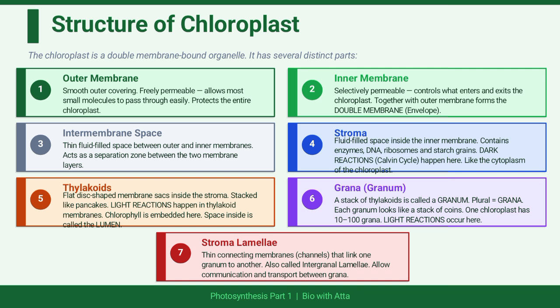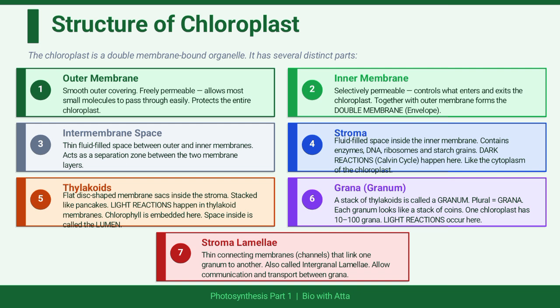Number 4, the stroma. This is the fluid-filled space inside the inner membrane. Think of it like the cytoplasm of the chloroplast. The dark reaction of photosynthesis, also called the Calvin cycle, takes place here. The stroma contains enzymes, DNA, and ribosomes.